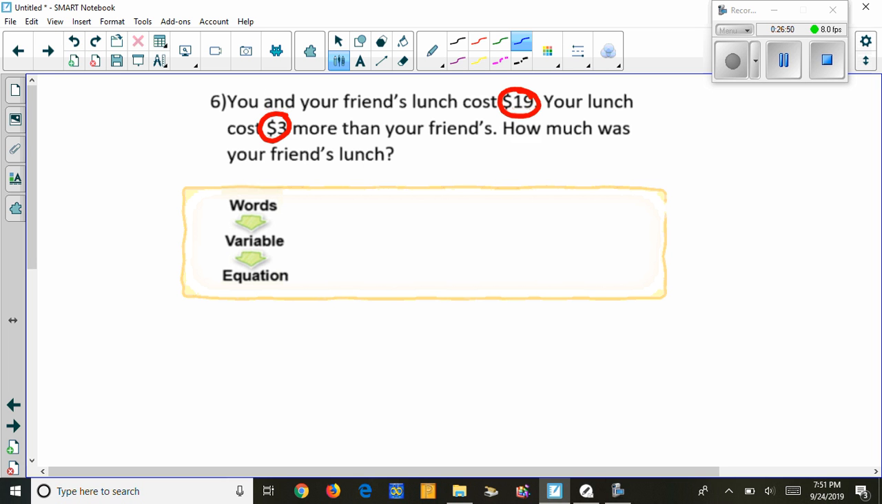It says you and your friend's lunch, so that's going to be a plus. Cost $19. This cost here is actually telling me that this is what the final total is, so equals. Your lunch costs 3 more than your friend, which means some more addition. How much was your friend's lunch?